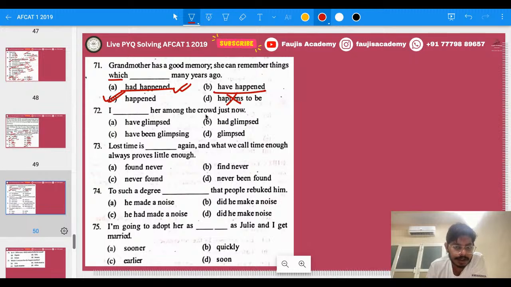I dash her among the crowd. I have glimpsed her. I had glimpsed her. I have been glimpsing her. Since this glimpsing happened very recently, the answer will be I glimpsed her among the crowds just now.